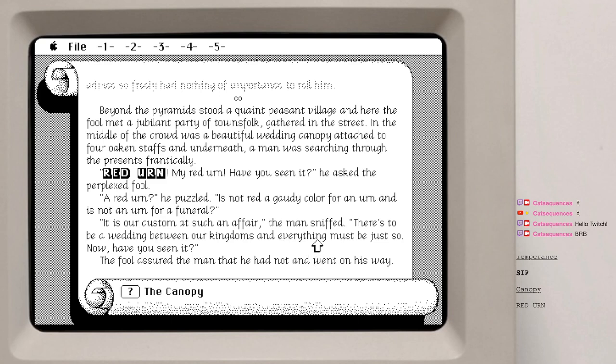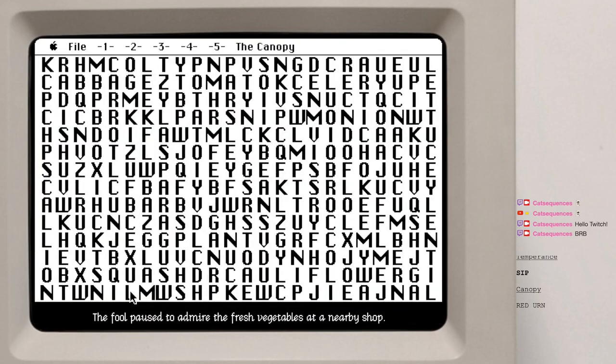But you know what? There's a puzzle to be solved here. So let's puzzle solve. Oh, it's another word search. Cool. I mean, I can already see rhubarb. The fool paused to admire the fresh vegetables at a nearby shop. How many of them?